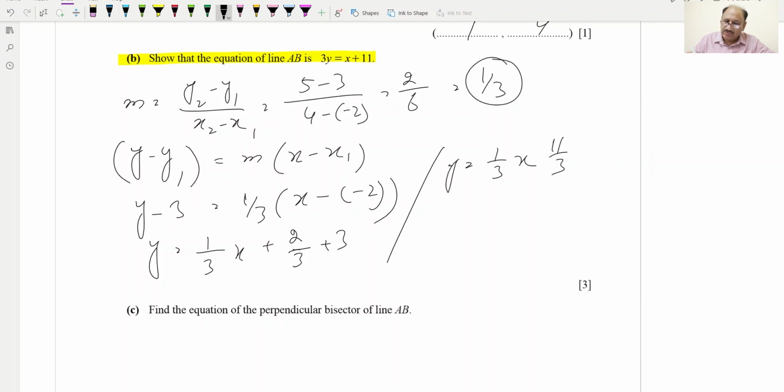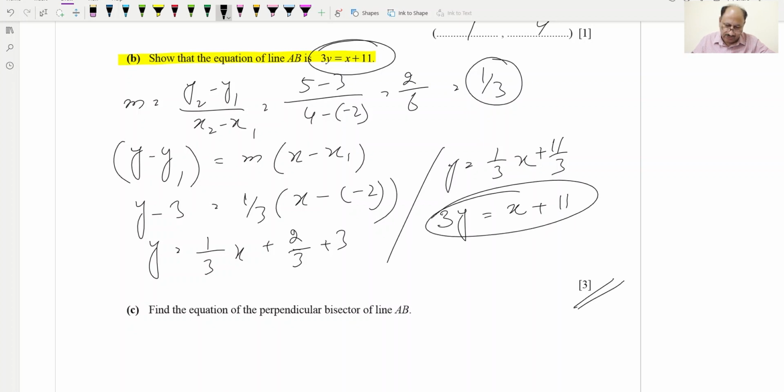So this can be the answer, or we can multiply everything by 3 because we have to match the format of the answer. So multiplying everything by 3, it will be 3y is equal to x plus 11, and this will be the final answer which was required.